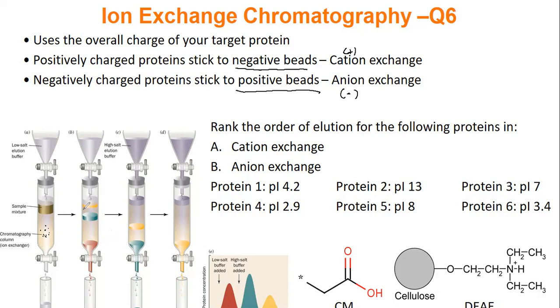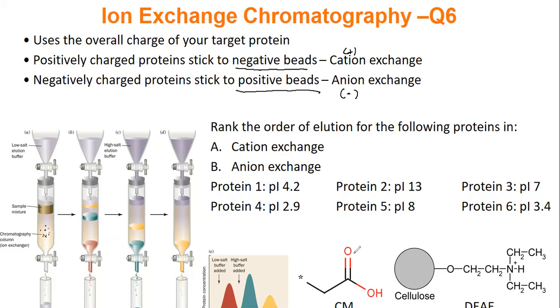Then, to remove the proteins that are stuck to your column, you have to add salt. A high salt concentration will go and outcompete your protein. So the salt will stick to the column better than the protein does, and then the protein would come off.